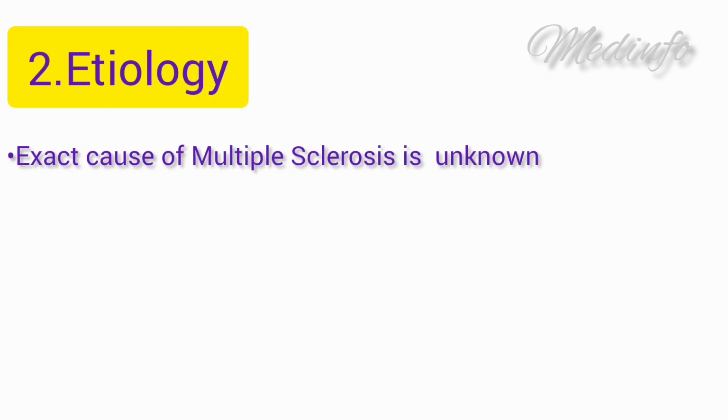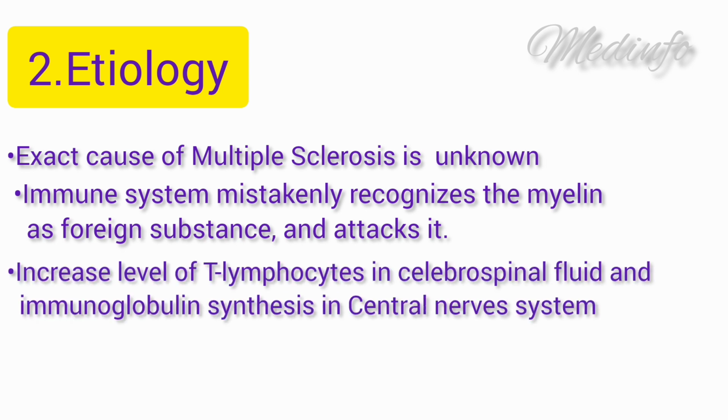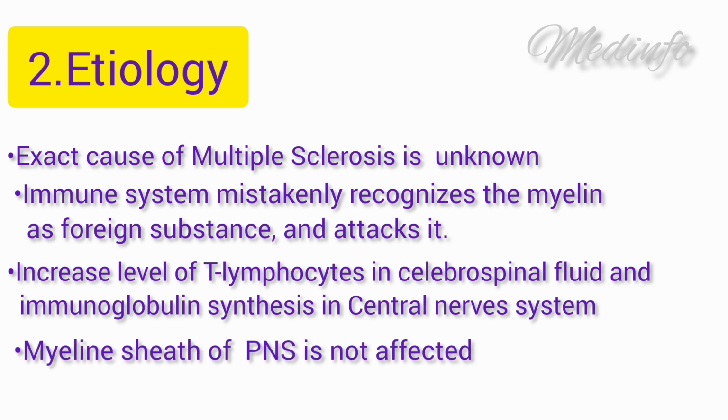Second one, etiology. The exact cause of multiple sclerosis is unknown. The immune system mistakenly recognizes the myelin as a foreign substance and attacks it. There is an increase in the level of T lymphocytes in cerebrospinal fluid and immunoglobulin synthesis in the central nervous system. The myelin sheath of the peripheral nervous system is not affected. Risk factors: genetical and environmental.